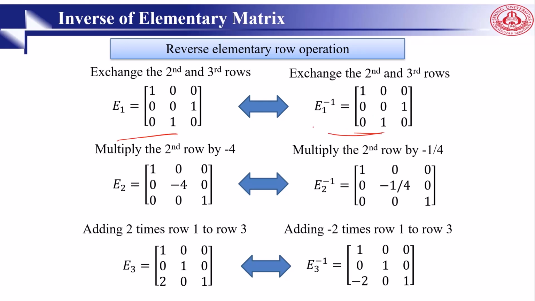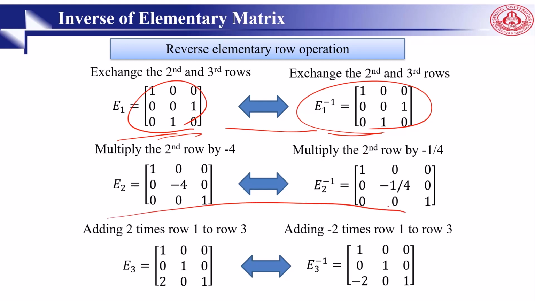So this is the inverse of this one. For example, we exchange rows 2 and 3, and this one changes them back. So we already used E1 to exchange rows 2 and 3. Performing the same row interchange operation gives back the original identity matrix. If we multiply E1 by E inverse, we get that identity matrix. The same for the second one here.